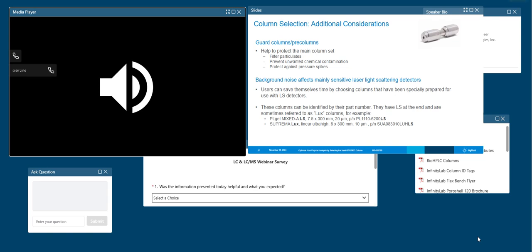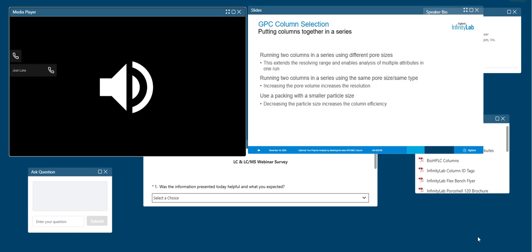Users can save themselves a lot of time by using columns that have been specifically prepared for use with light scattering detectors. These columns are manufactured to be LS ready and do not require lengthy flushing prior to use. These columns can be easily identified from their part numbers. The part number will end in LS to indicate they're light scattering ready, or in some column descriptions you will see the term LUX being used, indicating these are also good for use with light scattering detectors.